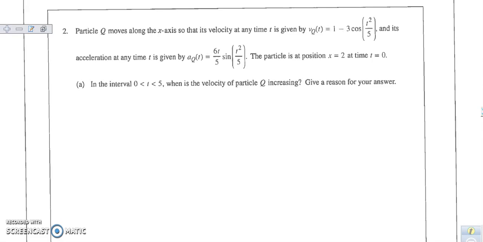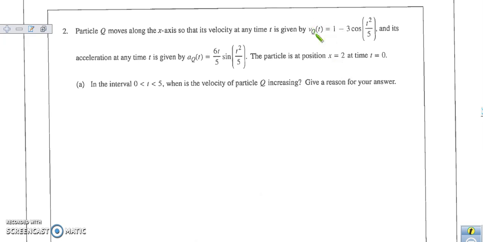Okay, question number 2 for the 2016 Practice FRQ. Question number 2 was one of those velocity problems, finding the final position and stuff like that.